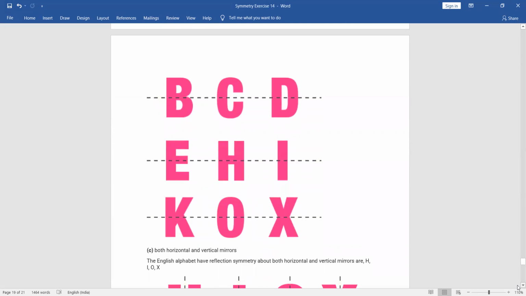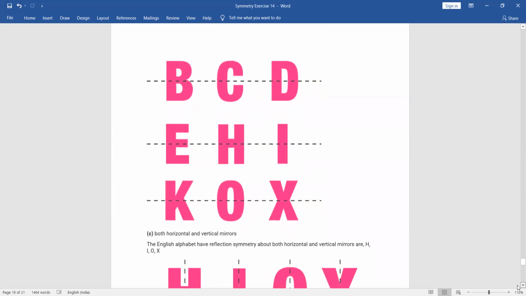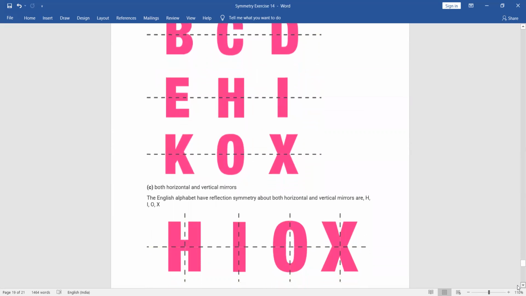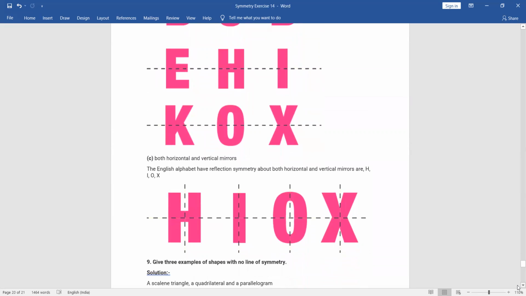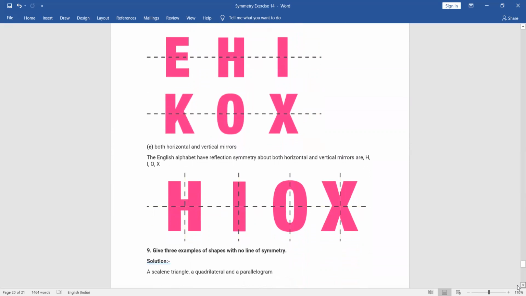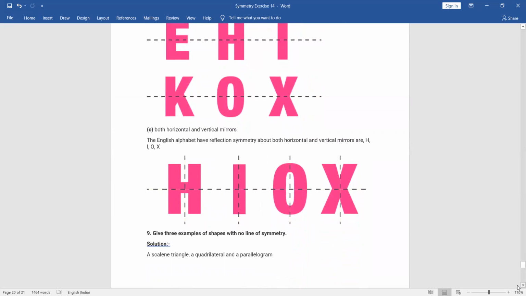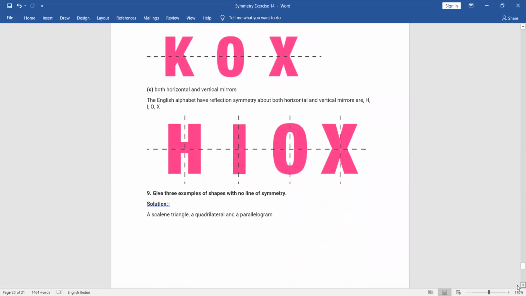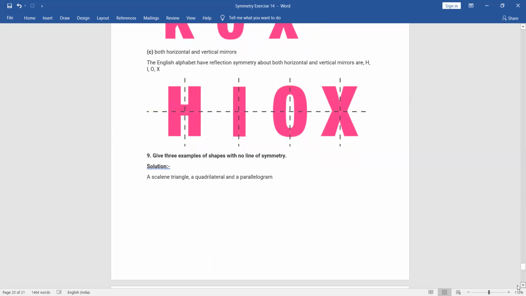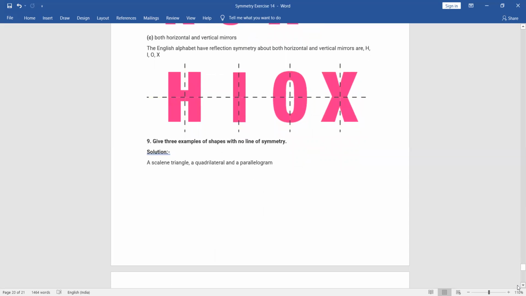It means when we fold B along the given axis, it will represent the same letter. Okay. Again, when we talk about both lines of symmetry, only these 4: H, I, O, and X. In these 4, we have both lines of symmetry. So it is quite an interesting and easy question. Next, last question: give 3 examples of shapes with no line of symmetry.